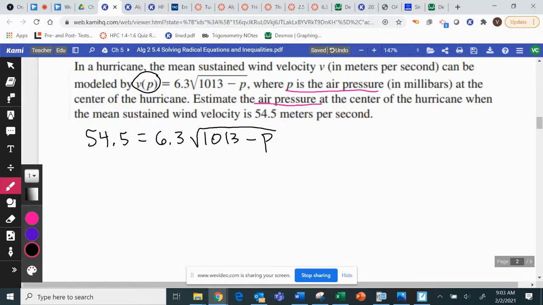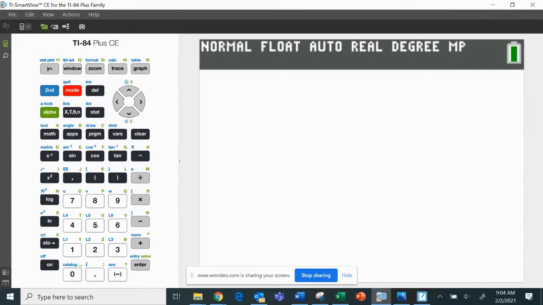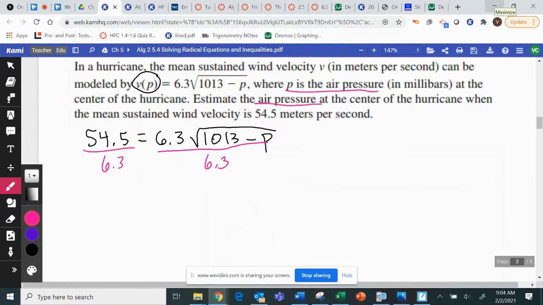So we're going to peel away those layers. Jacob, what should I do first? Divide by 6.3. Sounds like I can use my calculator for this one. Yeah, you guys agree? I'm not doing that by hand. Okay, so, I guess I could do it up here. I got a horrible looking answer. 54.5 divided by 6.3 is just awful. So I'm going to come back to that. Maybe I'll just leave it as a fraction.